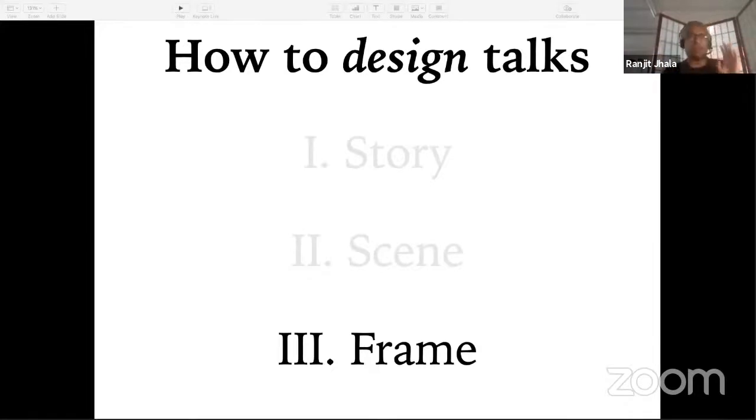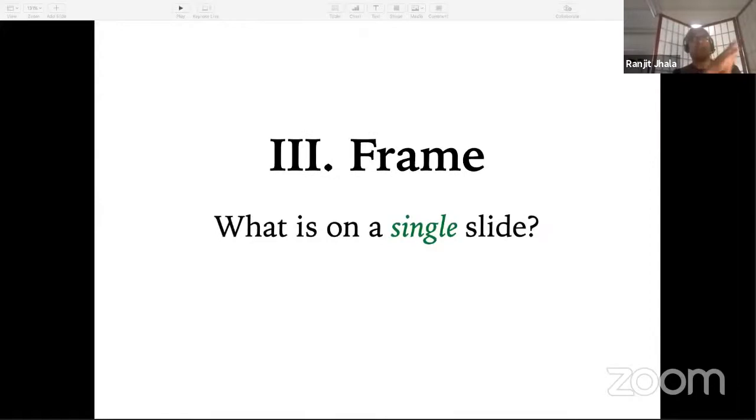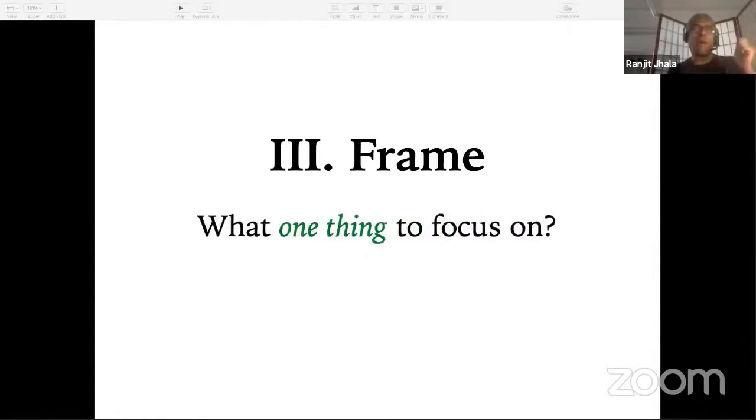Okay, so part 3, what exactly is a frame? Like I said, a scene is a sequence of transitions, and a frame to me then is what is on a single slide at a particular point in time. Now, if there is one thing that you should take away from this talk, literally if there's just one piece of advice you should take away, it is the following. On a slide, it should be perfectly obvious what one thing the audience member should be focusing on.